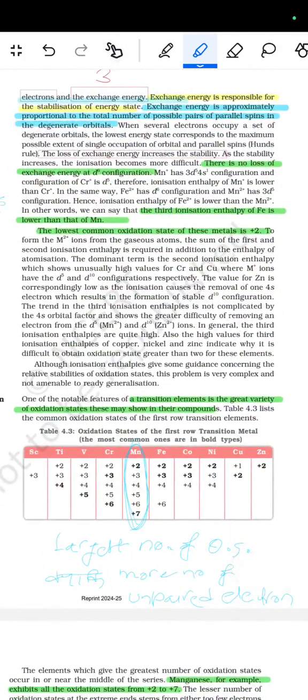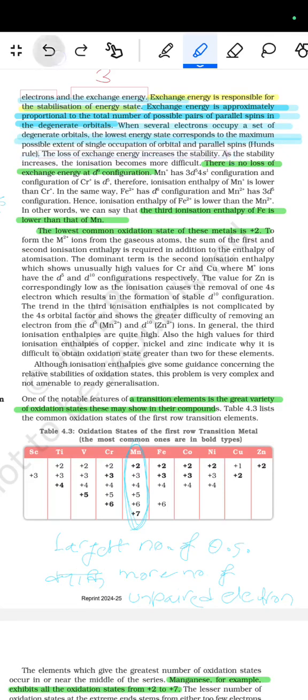Exchange energy is responsible for the stabilization of the energy of a state. Exchange energy is approximately proportional to the total number of possible pairs of parallel spins in the degenerate orbitals. When several electrons occupy a set of degenerate orbitals, the lowest energy state corresponds to the maximum possible extent of single occupation of the orbitals and parallel spin, Hund's rule.